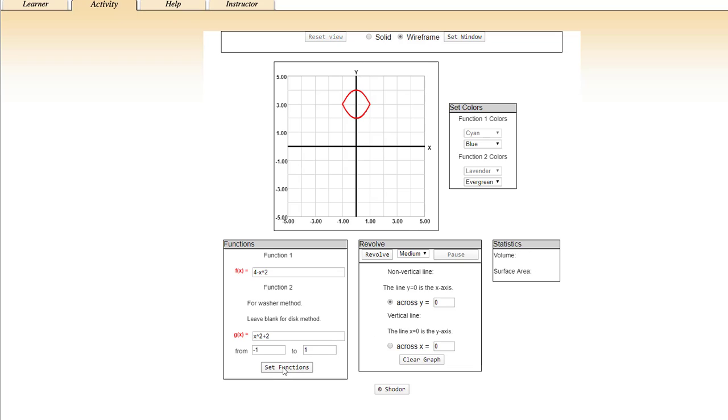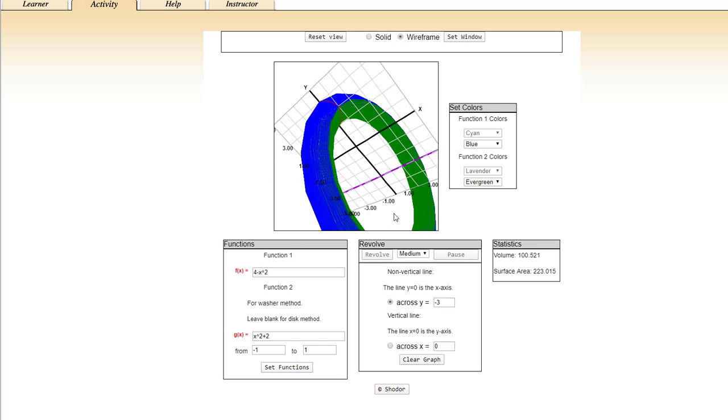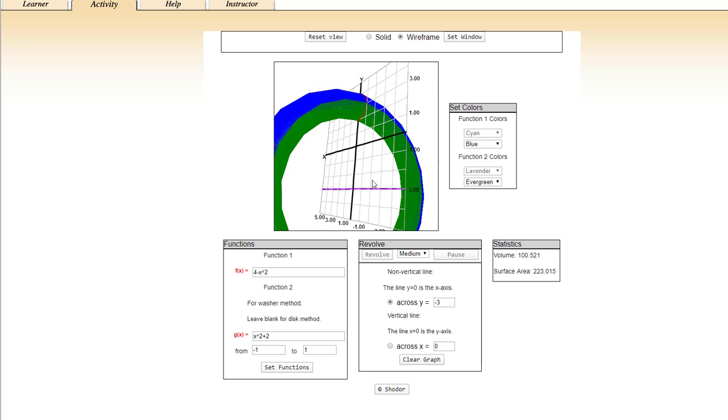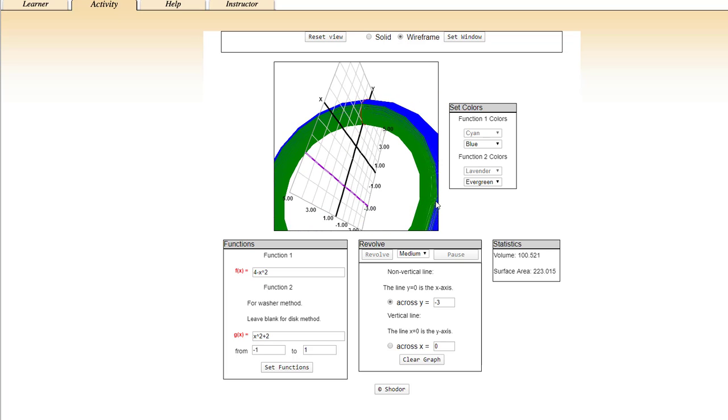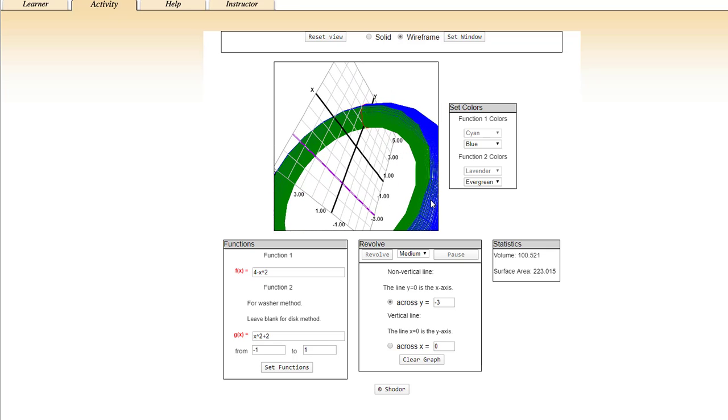If instead what we want to do, though, notice I pressed set functions again. This will keep us here, so we can go ahead and start over with this fresh. Now, let's say we wanted to rotate around a different line. So we're going to rotate around y equals -3. When we rotate it around y equals -3, notice that it puts in a purple line to tell us that we're now rotating around this line, and we see that it's a much bigger shape now. Looks more like a bicycle tire than it did before. It looks like a donut perhaps before.